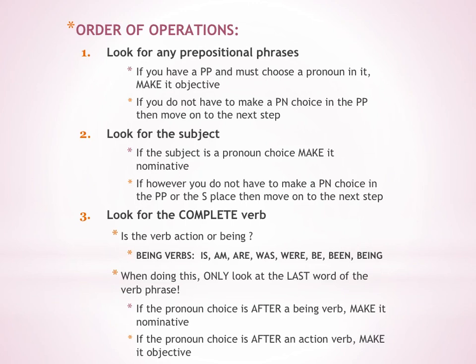I've given you a list of the being verbs. But when doing this, remember to only look at the last word of the verb phrase. If the pronoun choice is after a being verb, make it nominative. If the pronoun choice is after an action verb, make it objective.